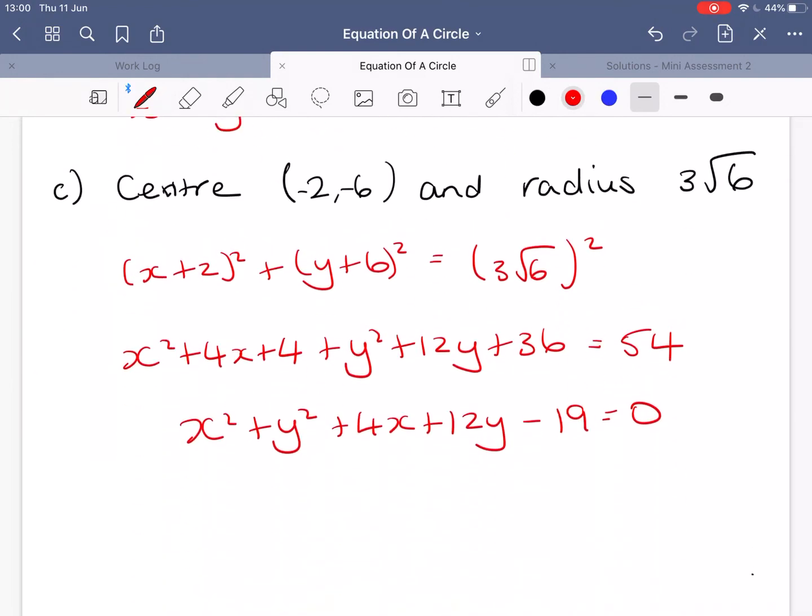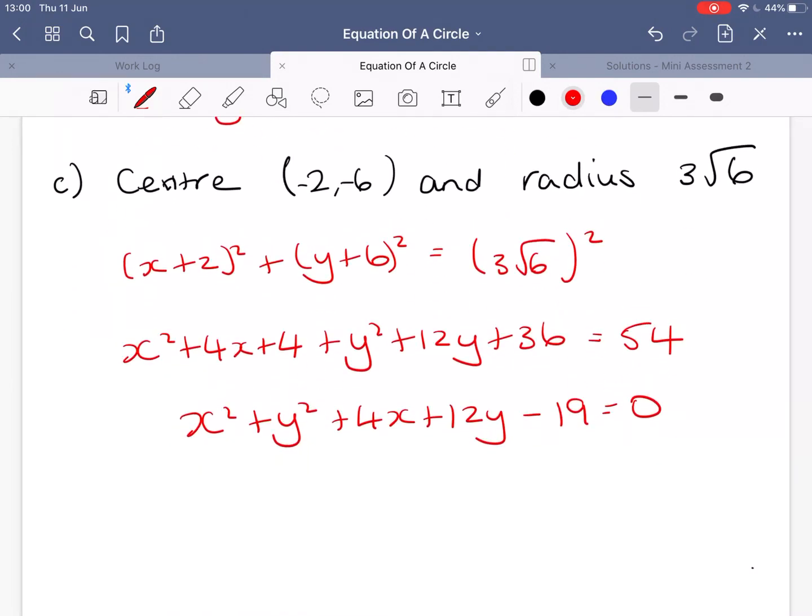And then the final one, just be careful when you're squaring your 3 root 6, because that's squaring the 3 and squaring the root 6. So you end up with 9 times 6 is 54. But you should have ended up with x squared plus y squared plus 4x plus 12y minus 19 equals 0.